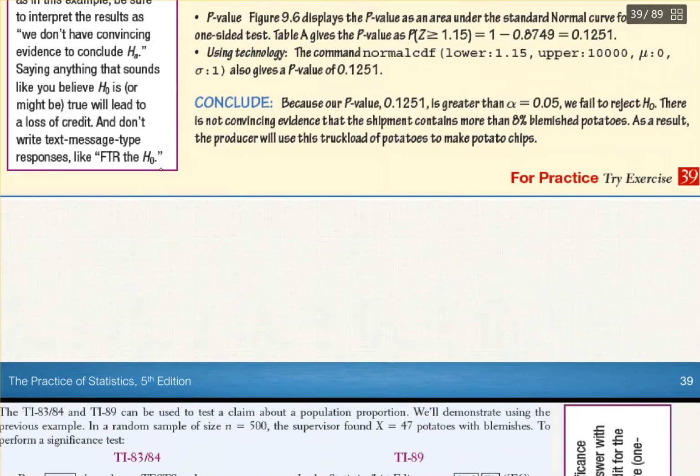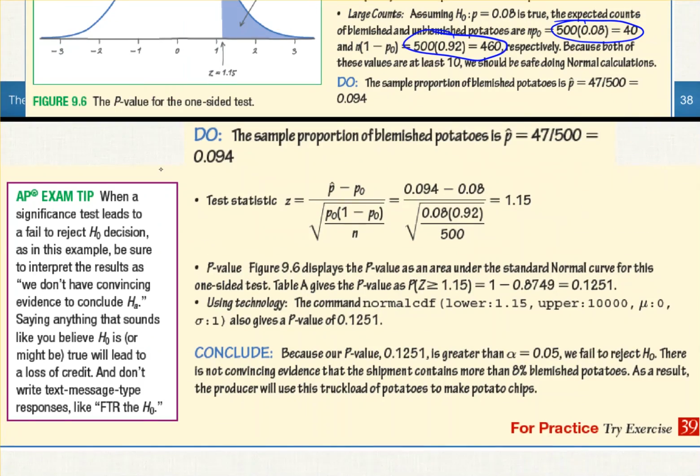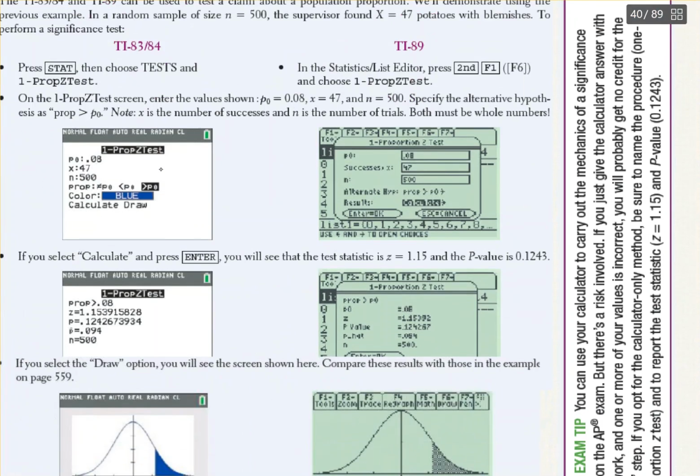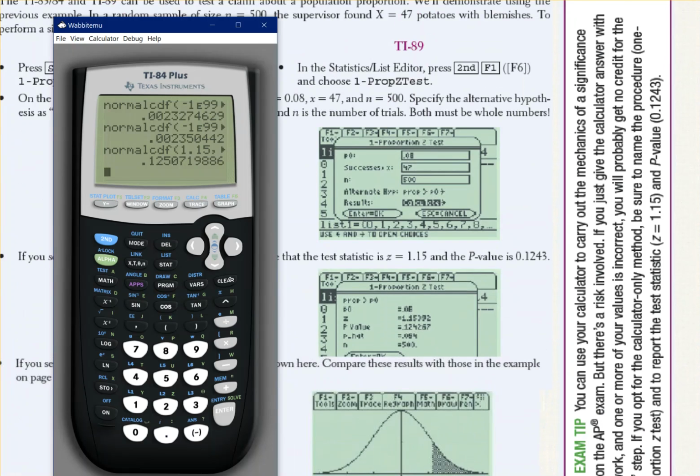One thing that's kind of nifty, and you're allowed to do this on the AP test, you'll notice there's this little note on the side here. You can use your calculator to do all of this. I could have just gone into stat, tests, and it's a one prop z test. Well, let me do our basketball example here, actually, because I think they run through and do it for the potato example.